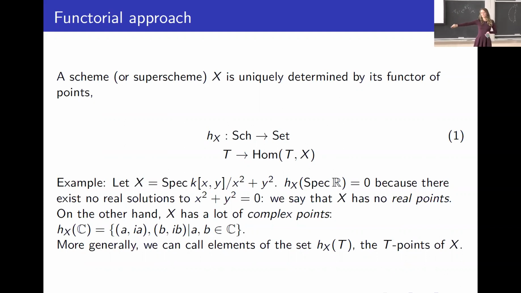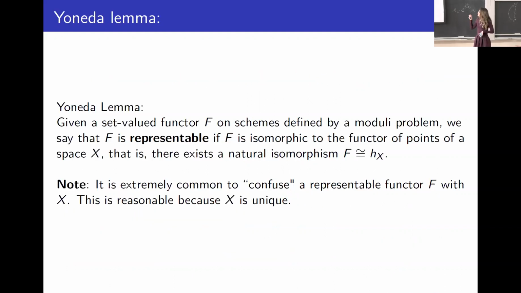So how about instead of considering spaces, why don't we just look at functors themselves and then ask, when is this functor representing a space? Here's a big result called Yoneda's lemma, which gives the definition of a representable functor: it means the functor is naturally isomorphic to the functor of points of a scheme. So again, instead of looking at spaces themselves, we're going to look at functors and ask, when is it naturally isomorphic to the functor of points of a scheme?